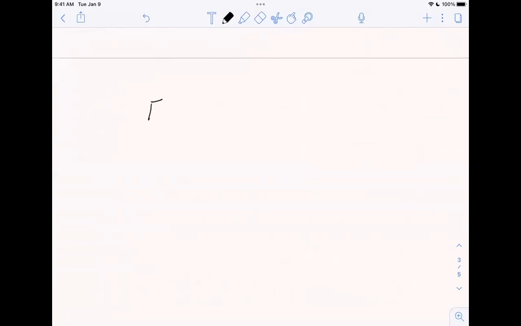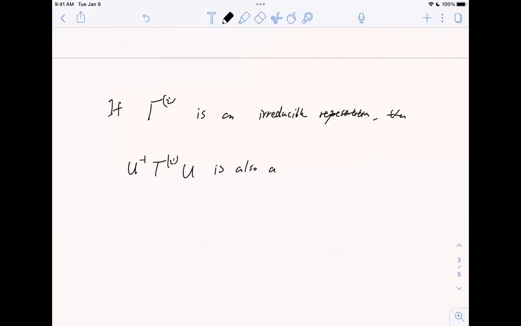If you have an irreducible representation, gamma i, then a similarity transformation of it is also irreducible. I'll just use IR to represent it, because we're going to write irreducible representation again and again.